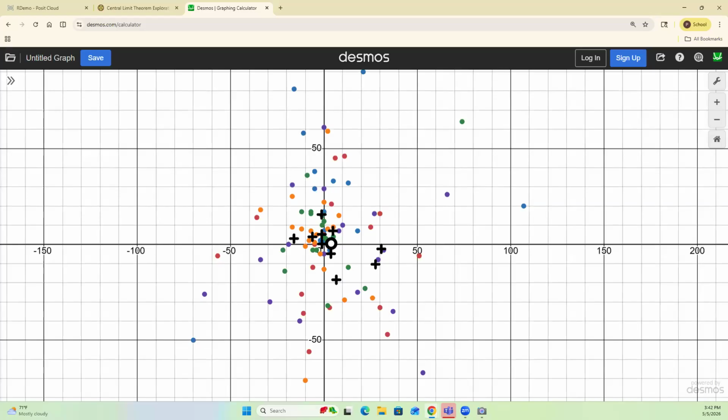Take a minute and talk with your neighbor and describe the spread of the individual throws compared to the spread of the sample averages.